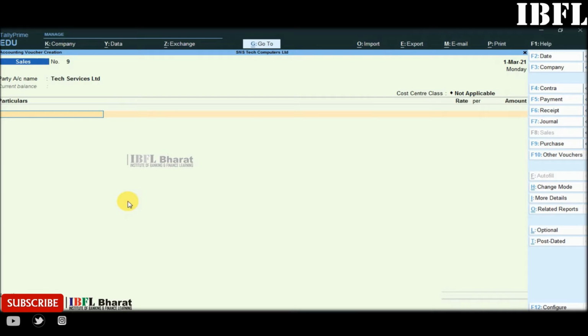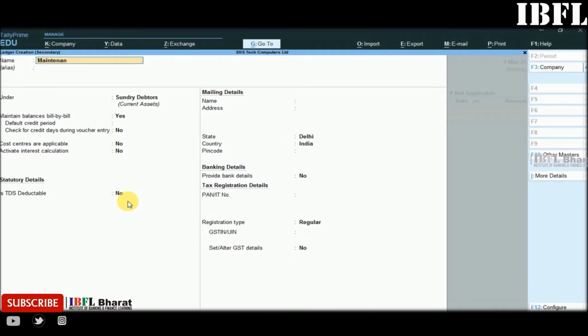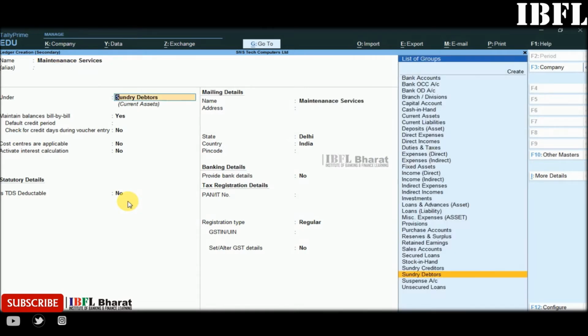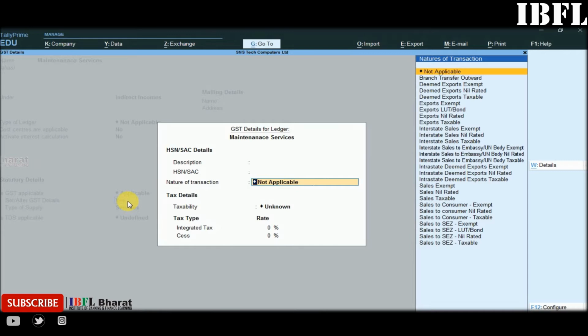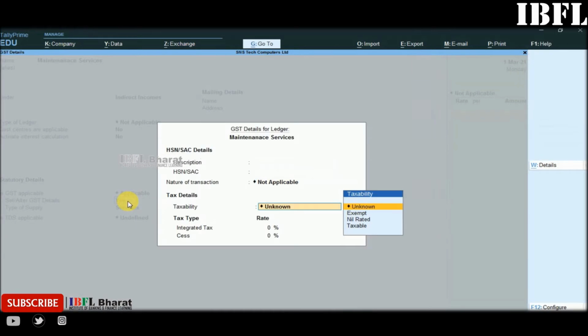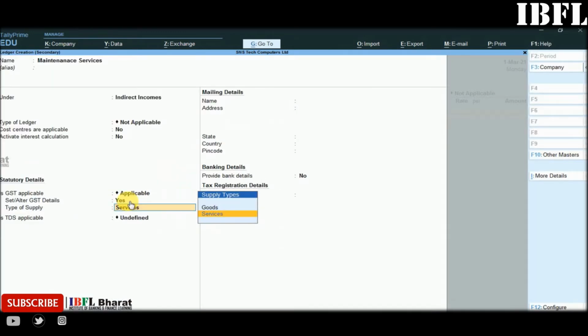And the ledger, the service we are giving, is maintenance services. Press Alt C and prepare a ledger of maintenance services, and these are our indirect incomes, and there is yes, GST applicable. Press yes, and we are not taking nature of transaction also, because we can provide this maintenance service to our local customers also. We can provide this service to our outer state customers also, so we are not taking any class here. So what we are doing here, we are taking it as taxable, and we are putting a rate of 18% here, and it is a service, no TDS applicable.